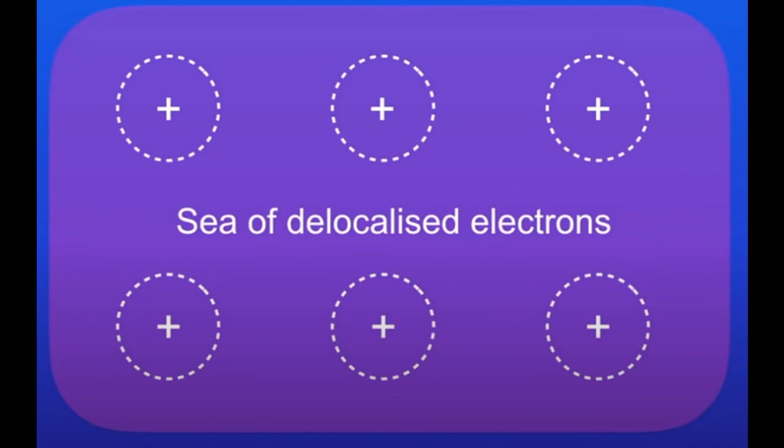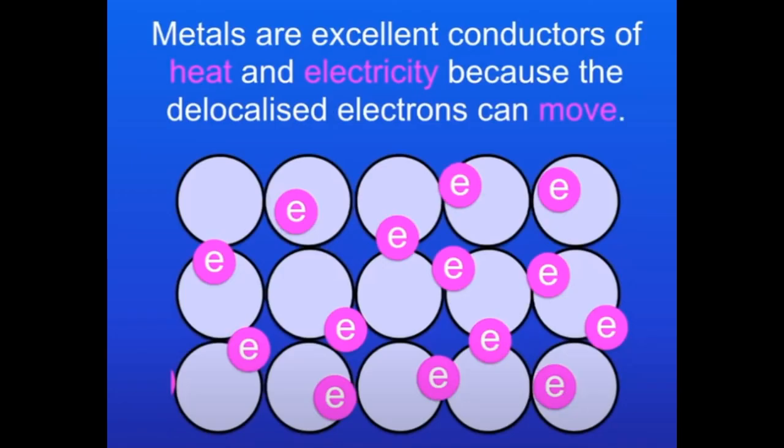Scientists call all these delocalized electrons a sea of delocalized electrons. Metals are extremely good conductors of heat and electricity because the delocalized electrons can move it from one end to the other.